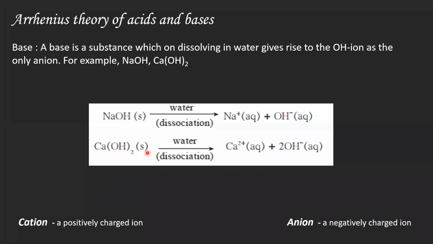So Ca(OH)2 solid in water dissociates to give us Ca2 plus aqueous, which is a cation, plus 2OH minus aqueous, which is an anion. So folks, this is nothing but the Arrhenius theory of base. He saw that if I have a compound, put it in water, and I am getting the OH minus anion on dissociation, then I'll say that it is a base. So this is the basic Arrhenius theory of acids and bases.